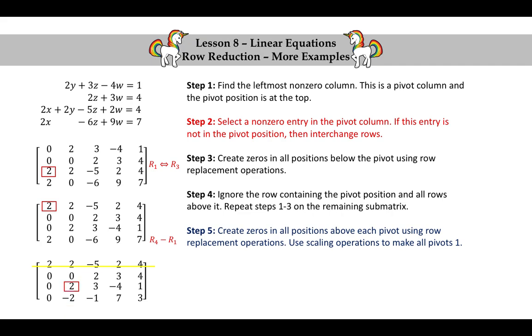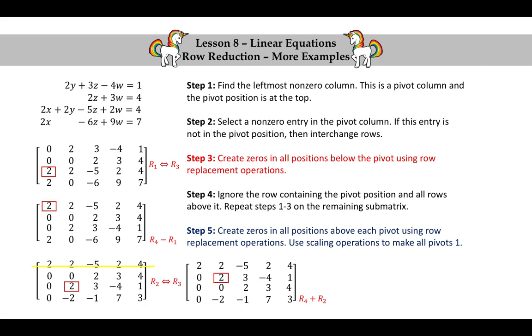Let's choose this 2 here, and we're going to have to interchange row 2 and row 3 to get that 2 into the pivot position. And we get this matrix here. Notice that we just interchanged those 2 rows. Next, we want to create zeros in all positions below the pivot using row replacement operations.